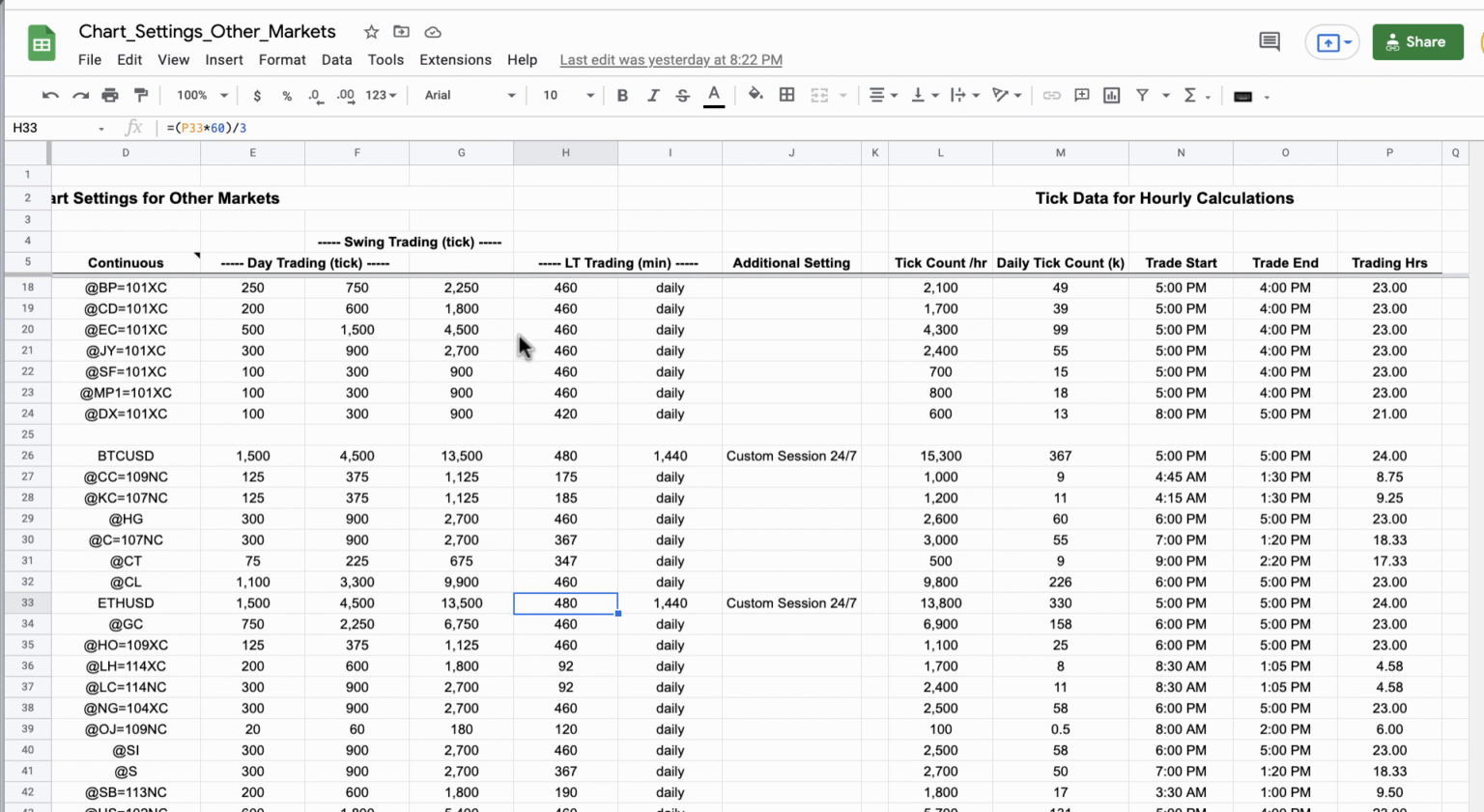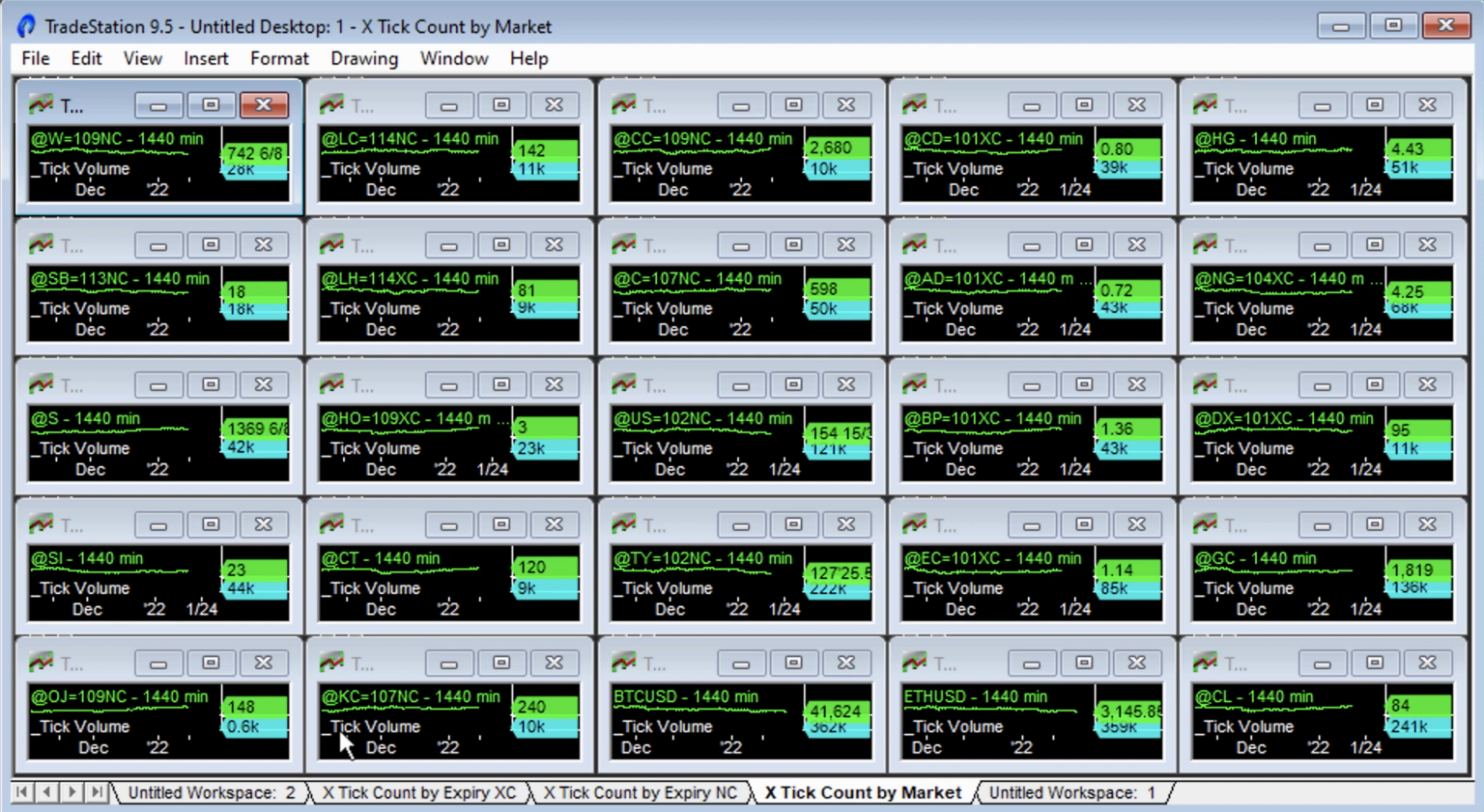I've just expanded on them to include day and swing and long-term trading settings that we have here. So there we go. Again, another useful tip or trick in order to calculate your tick bar settings for your favorite markets that you trade.